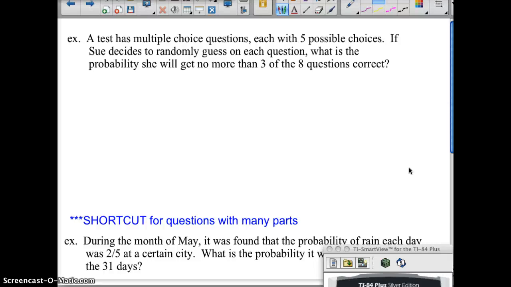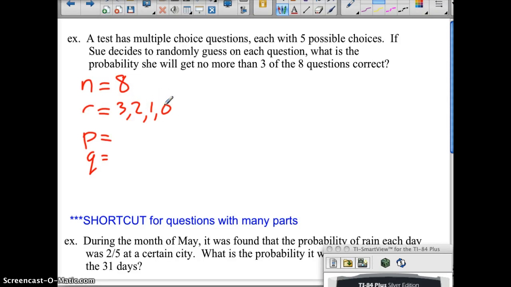So, NRPQ, you're either going to get the question right or wrong, so it's a binomial probability. Number of trials, there's 8 questions, right? And I want no more than 3. So no more than 3 is like 3, 2, 1, 0.